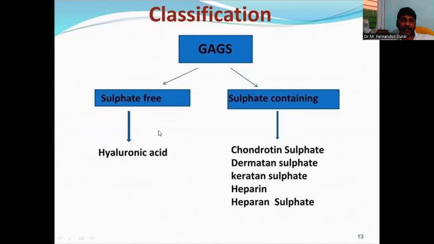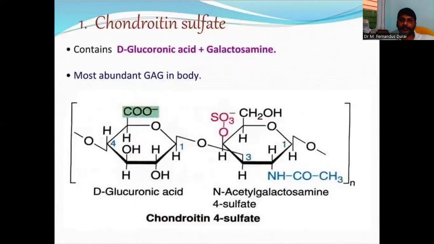So here, hyaluronic acid alone is the sulfate-free mucopolysaccharide, and these are the rest of the five mucopolysaccharides which contain sulfate: chondroitin sulfate, dermatan sulfate, keratan sulfate, heparin, and heparan sulfate.